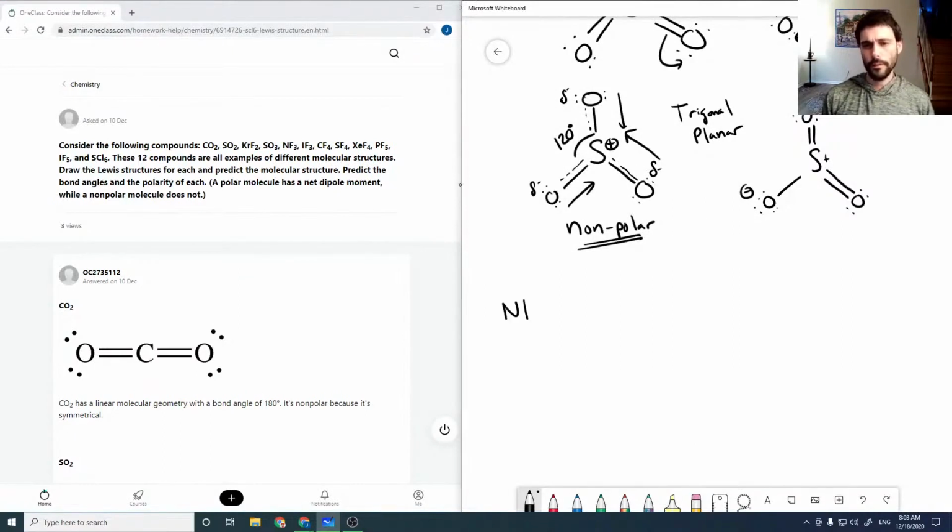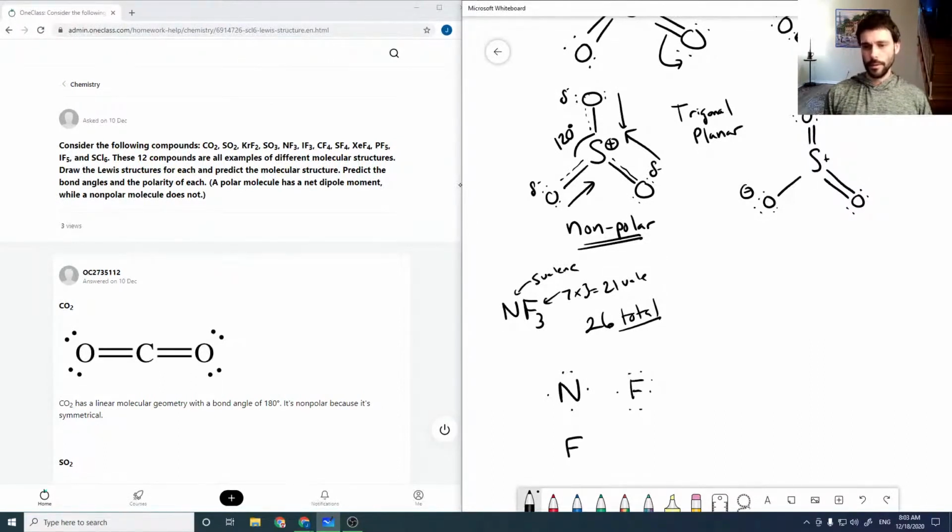So for NF3, we've got 5 valence here. 7 times 3 equals 21. So 26 total. So our nitrogen typically has 5. Our fluorines like this. And so this is actually a nice normal structure, or one that we're used to.